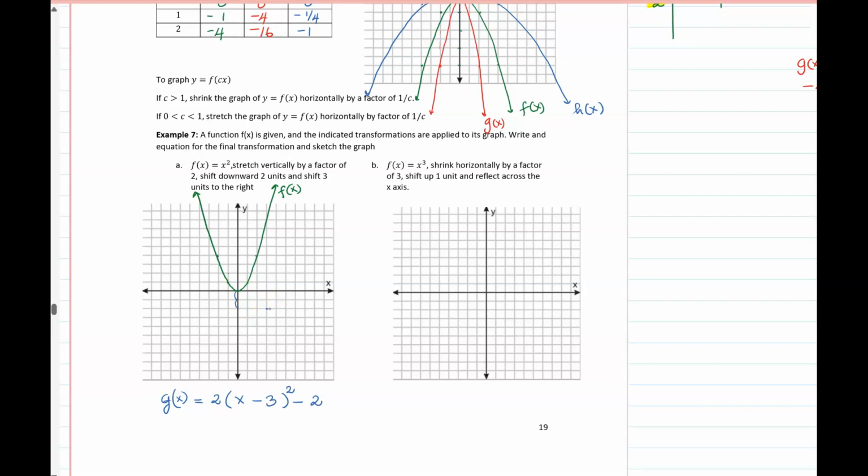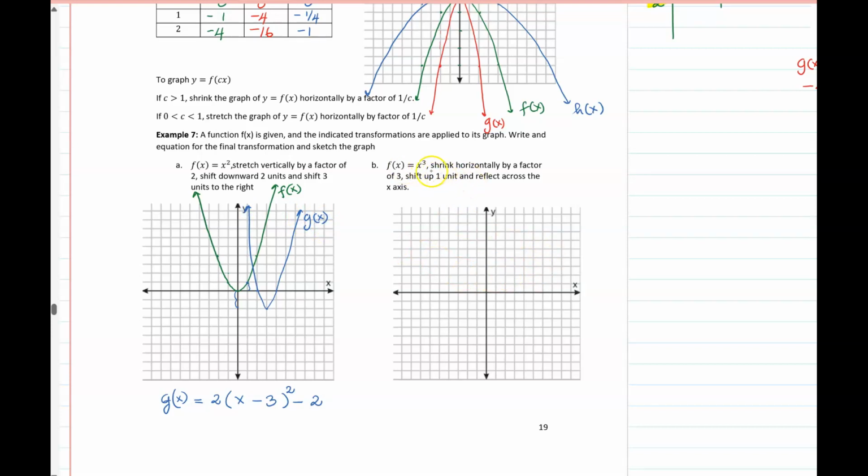What next? You stretch by a factor of 2. So note that the distance from the first point to the x-axis is 1. Now we stretch by 2. So we take that 1 unit and stretch it to 2. And this is our new graph. So here's g of x.